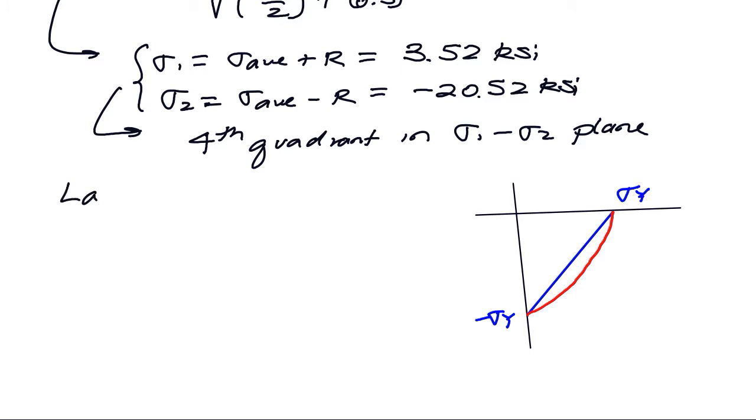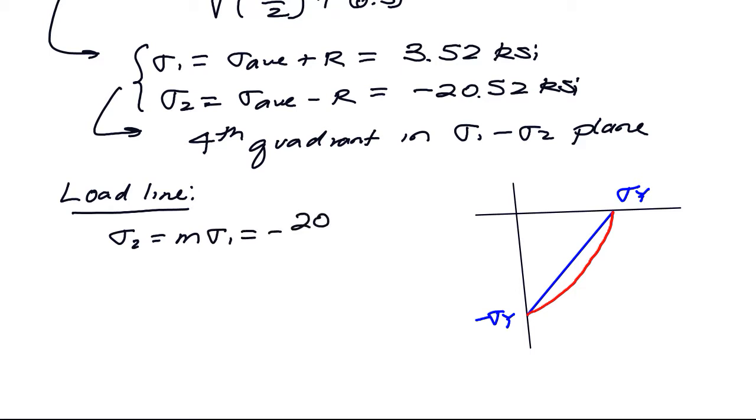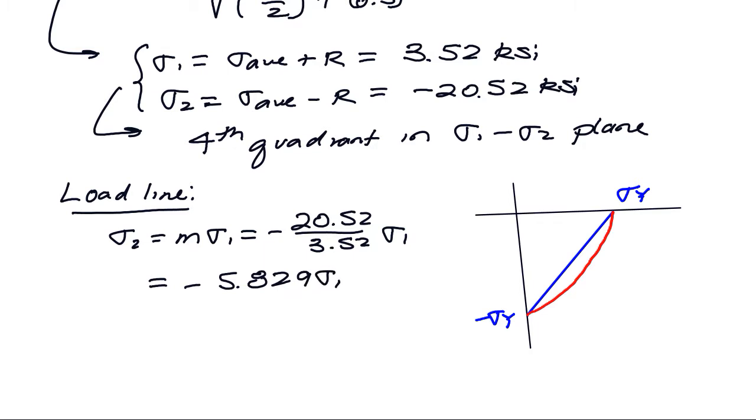So for the load line, that's sigma 2 is equal to some slope times sigma 1. In this case, the slope is minus 20.52 divided by 3.52, so that's a minus 5.829 sigma 1. So our load line is looking something like this.